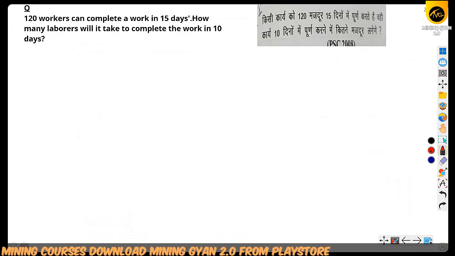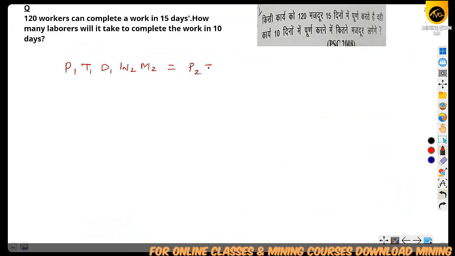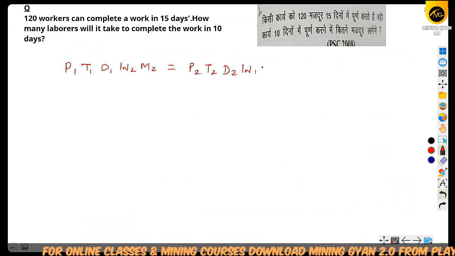So to solve this problem we have to use a simple logic. Basically this is the shortcut method to solve this question. It's like a formula: P1 T1 D1 W2 and M2 is equals to P2 T2 D2 W1 and M1.